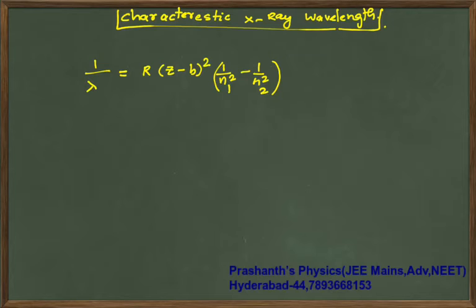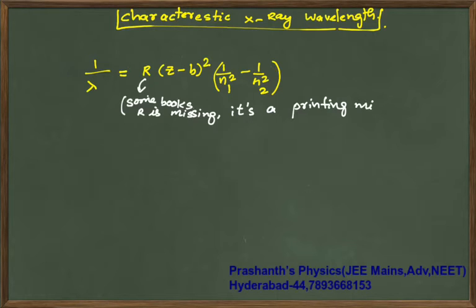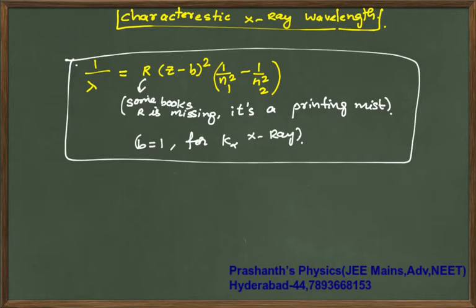Now in some books there is a printing mistake. In some books this R will be missing; it is a printing mistake. So R is there, and your B value is 1 for the K alpha X-ray. If nothing is mentioned, always try to take B equal to 1. Now this is your formula for the characteristic wavelength.